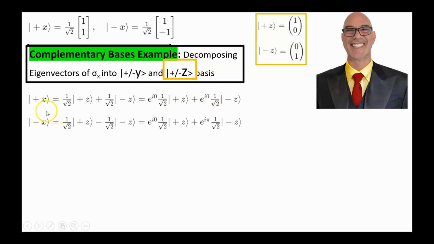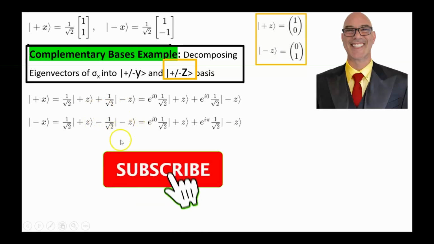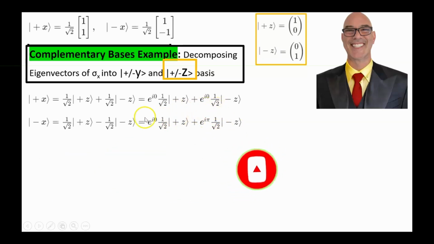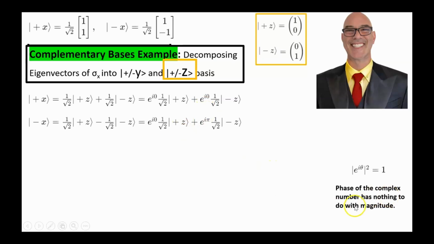I can also write minus x in the z basis, and minus x is 1 over root 2 times plus z minus 1 over root 2 times minus z. And we write this as e to the i 0 times 1 over root 2 times plus z plus e to the i pi times 1 over root 2 times minus z. e to the i pi is minus 1. Recall the phase of the complex number has nothing to do with the magnitude.